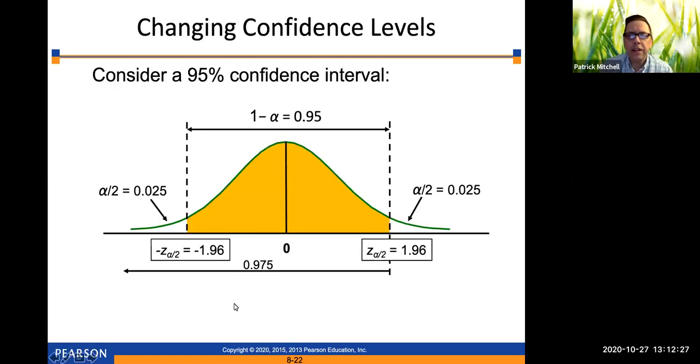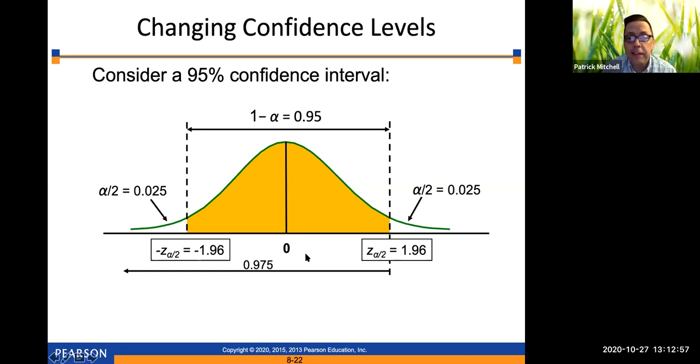Okay, so now let's look at a 95% confidence interval. 95% means that 1 minus alpha is 0.95, which means that alpha is 0.05. So we're going to divide that in 2 for the lower tail and the upper tail. That means the area in the lower tail will be 0.025. The area in the upper tail will be 0.025.